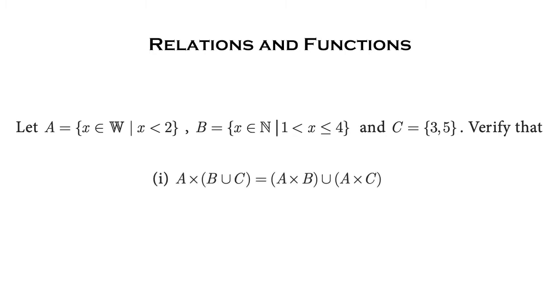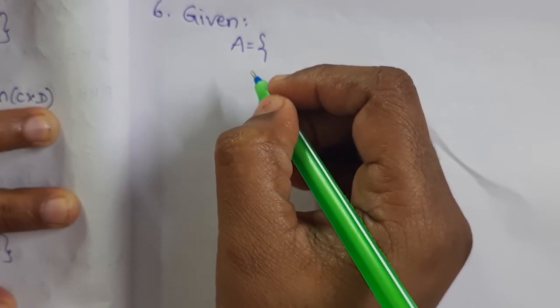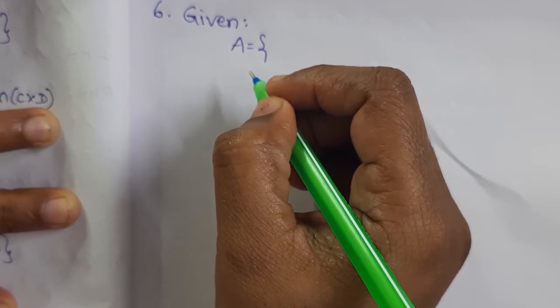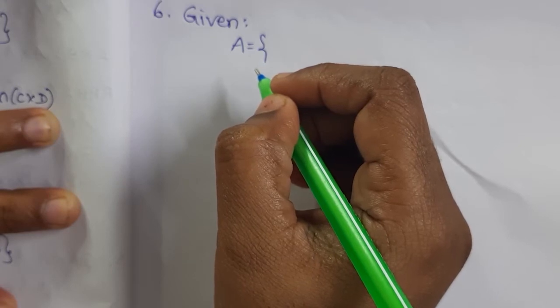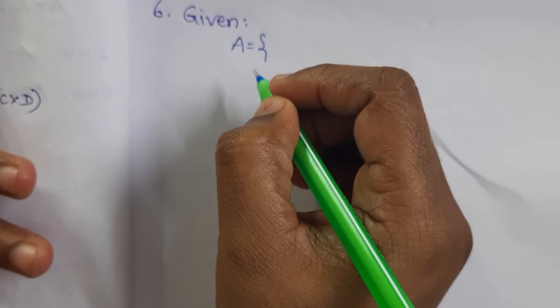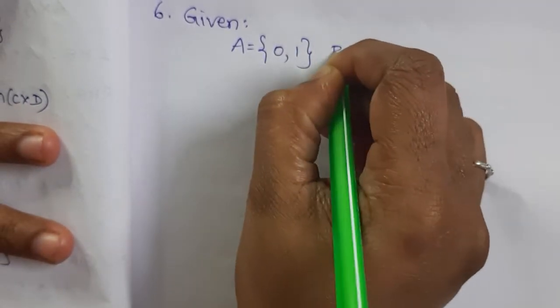So let us write the given values. Given set A is x belongs to W. Here, capital W represents whole numbers. So we know that whole numbers start from 0. And the condition given is x less than 2, so the value should be less than 2. Which are the values? It is nothing but 0 and 1. So A is {0, 1}.